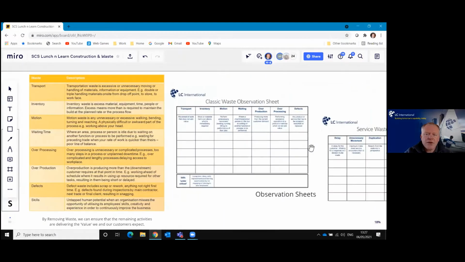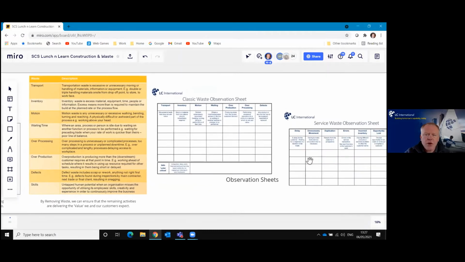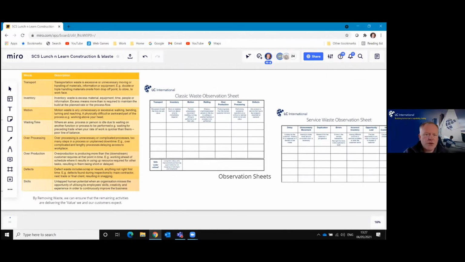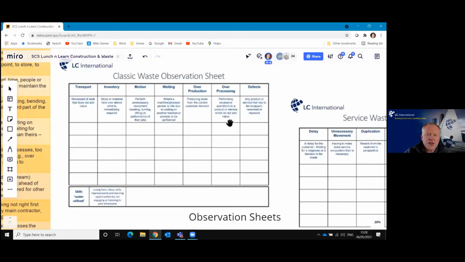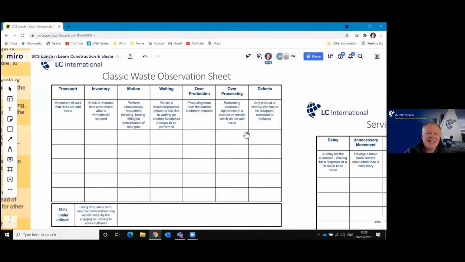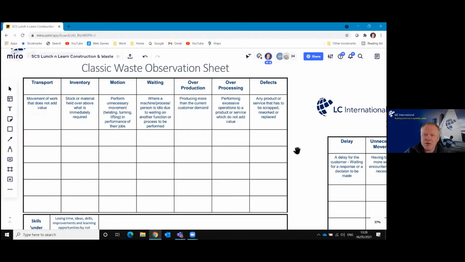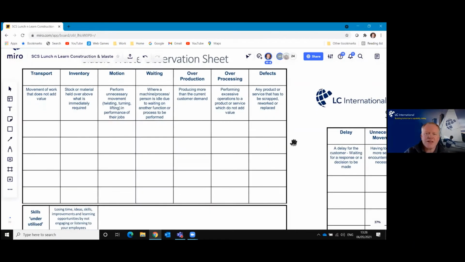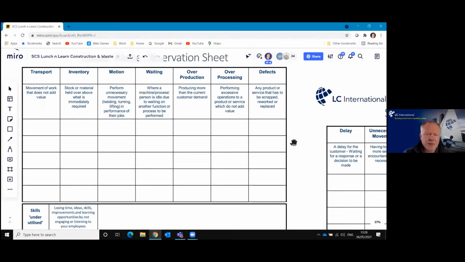And here I've given you a couple of examples of some observation sheets that you can use. And please feel free after this session to take a copy of this Miro board and use these for yourself. And we've got an observation sheet here that's looking around those classic wastes of TIMWOODS. And you can use this to say, where am I seeing wastes on my site or the things that I'm working on? And what actions can I take to improve that?